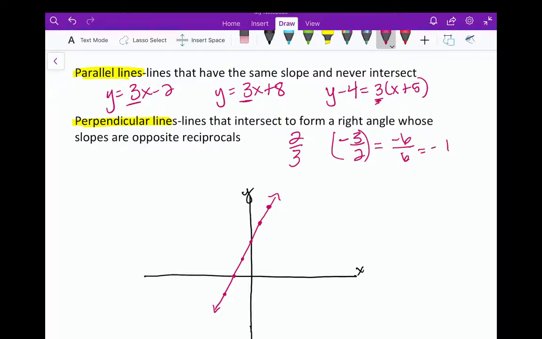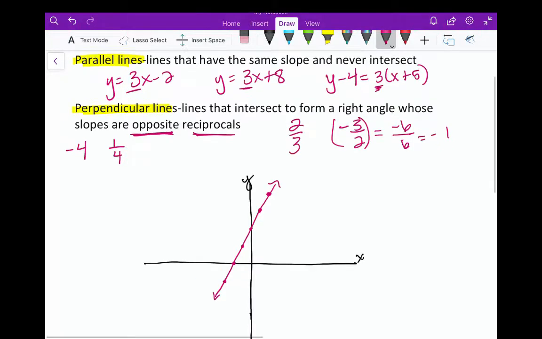Another example of opposite reciprocal slopes, so if I have a -4, the opposite reciprocal of that is +1/4. Because remember, 4 is 4/1, so if I flip that around, that's 1/4. Don't forget that it's both opposite and reciprocal. A lot of times students get one or the other, but they don't apply both. Make sure you apply both.